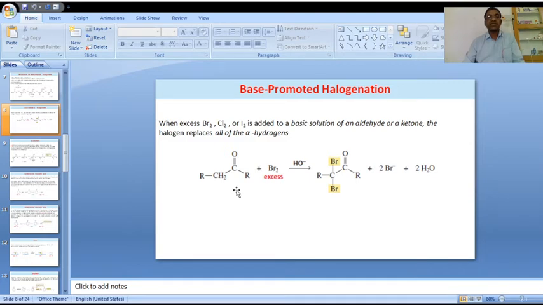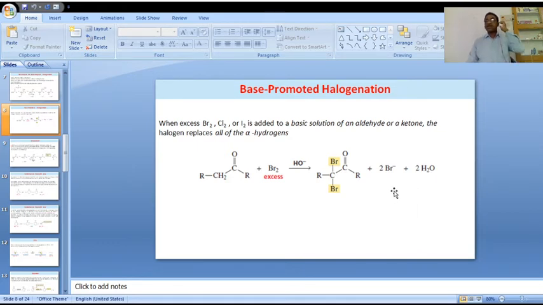But here, how many alpha hydrogens are available? All of those hydrogens are replaced by halogen. Is it clear? Here two hydrogens are readily available, and those two hydrogens are replaced by bromine. Here we get the alpha substituted product. Two bromide ions are also removed from the reaction, along with 2 moles of water.